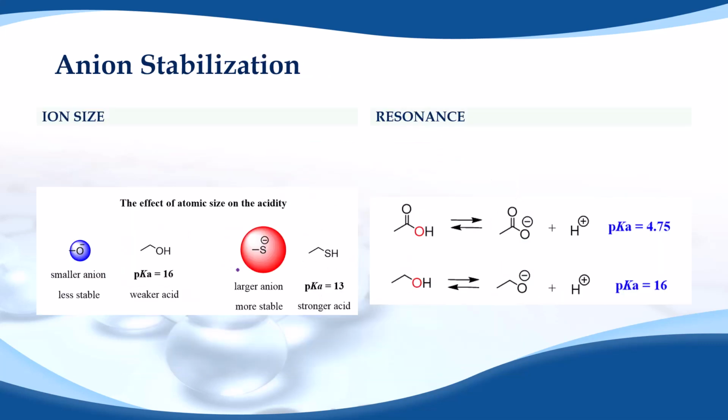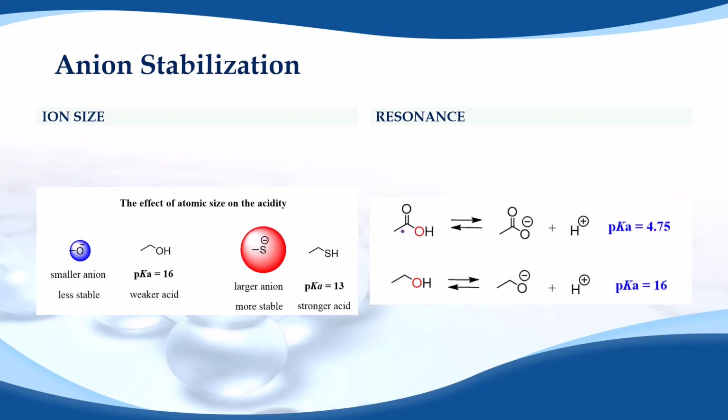And ion stability, there are two different ways to look at this. First, ion size: H2O and H2S. H2S is a slightly stronger acid than water because the sulfide ion is significantly larger. When it loses a proton and forms HS-, that ion is significantly more stable because of its larger size, with more volume to distribute that negative charge.